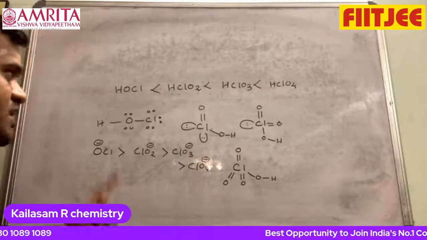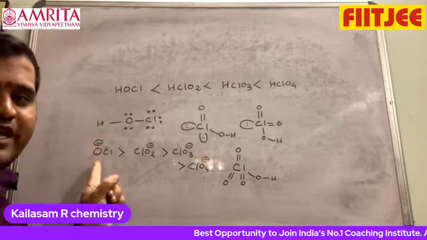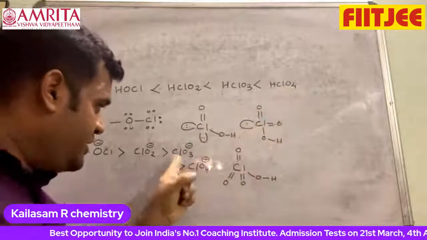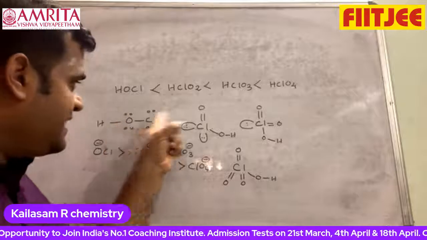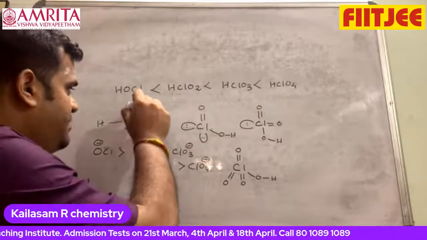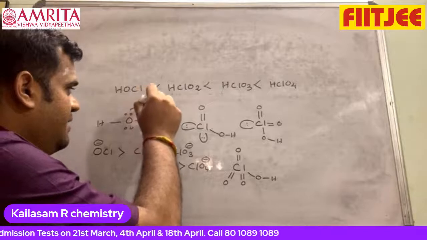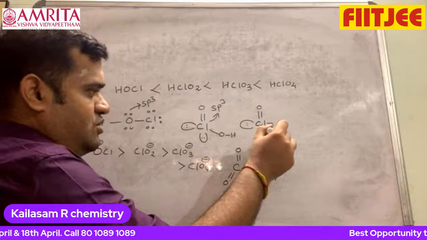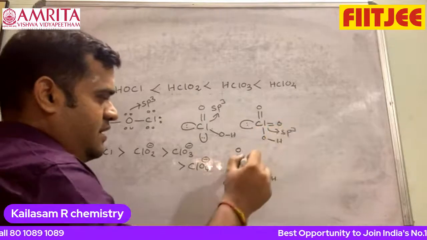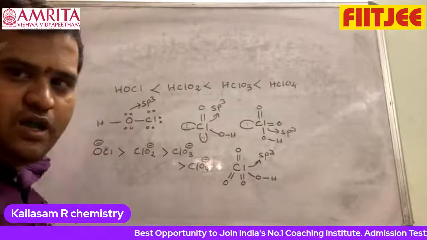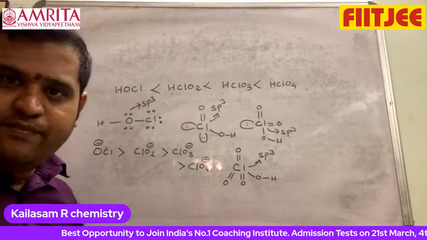A weak acid has a strong corresponding conjugate base. Therefore, a strong acid has a weak corresponding conjugate base. And look at this, all the central atoms of the oxo acid have sp3 hybridization. Oxygen, sp3. Chlorine, we can say sp3. This also is sp3. Even this also is sp3. All are sp3 hybridized central atoms.